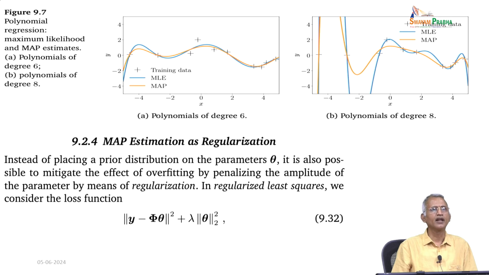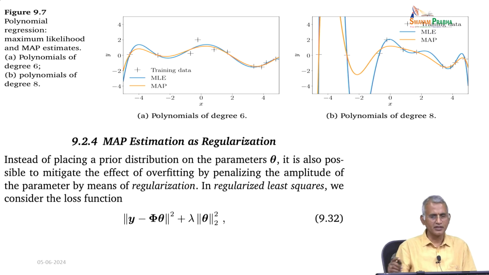So, this is figure 9.7, of a polynomial of degree 6 and a polynomial of degree 8, with maximum likelihood and MAP also shown in yellow color, and the training data denoted by a plus. This is polynomial regression with maximum likelihood, and the polynomials of degree 6 and 8 are shown in A and B respectively.